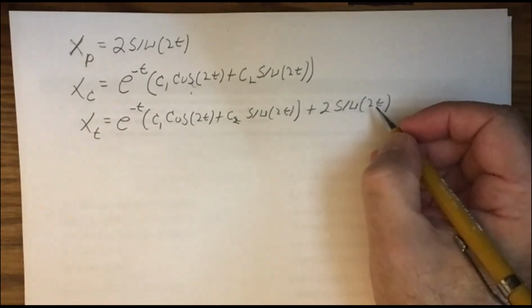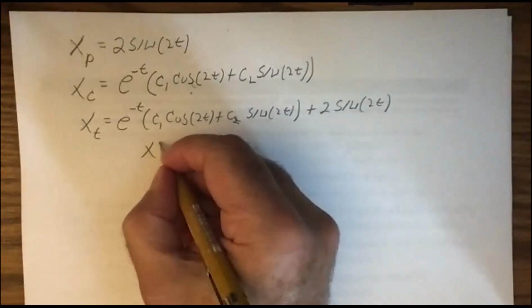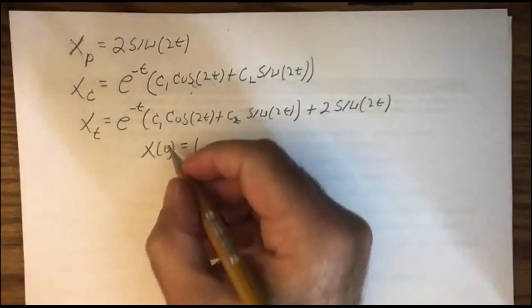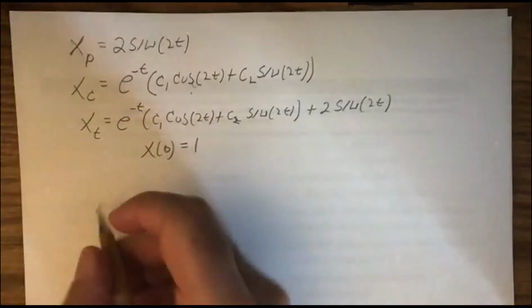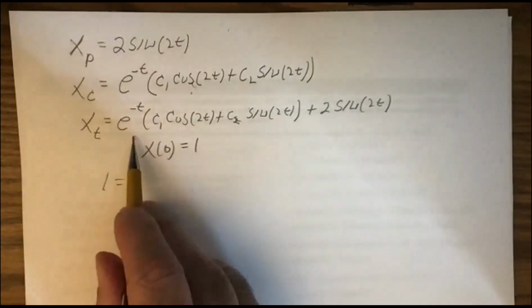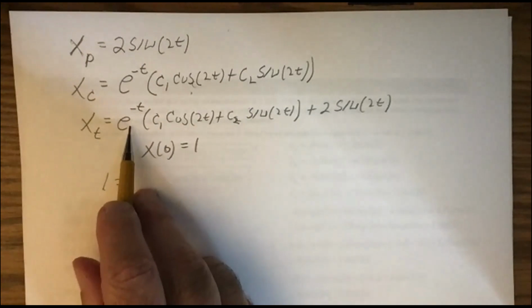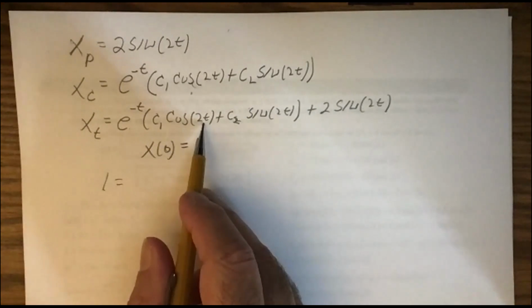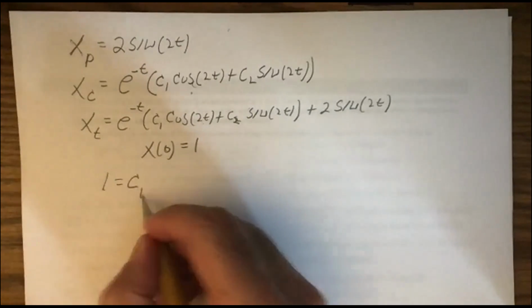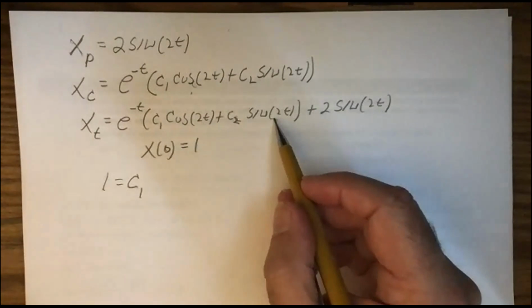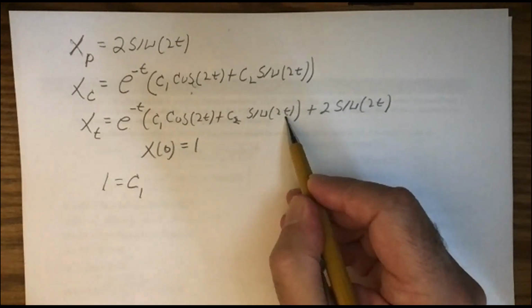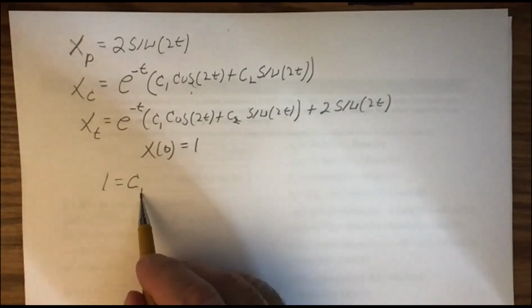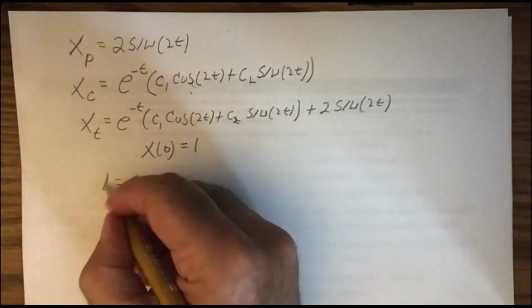Now remember, our initial condition was that at t equals 0, x is equal to 1. It's 1 foot below. So this is going to be 1, and this is going to be 0. When I put 0 in here, this is going to be c1. And when I put 0 in here, sine of 0 is 0, and this is 0. So c1 is equal to 1.